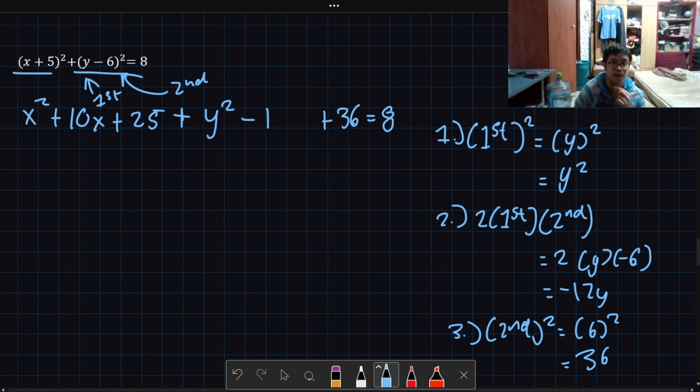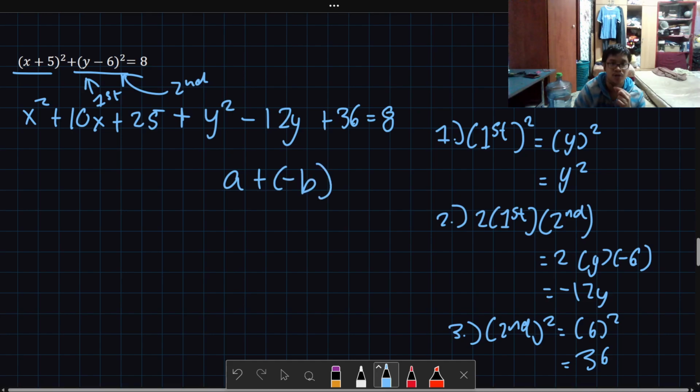If you're asking why it became minus 12y, remember that if we have a plus negative b, imagine these two as multiplying, like plus times negative. If you multiply a positive and a negative, the answer is negative. So you have a negative b, or a minus b. So you have y squared minus 12y plus 36.